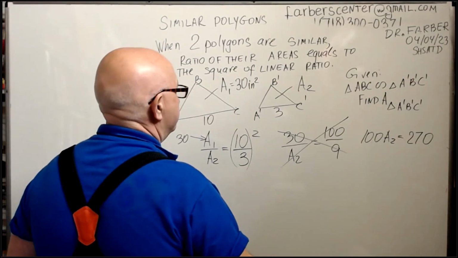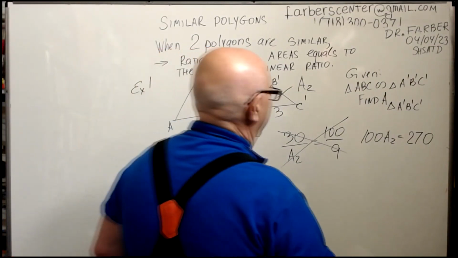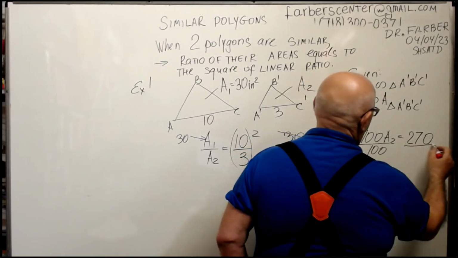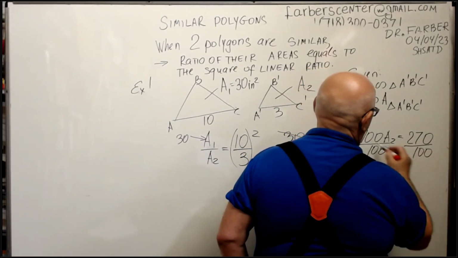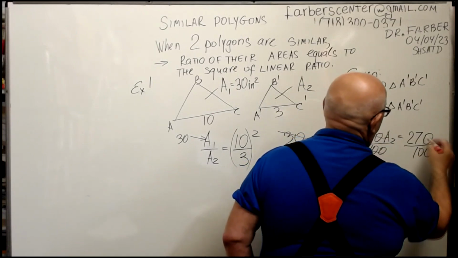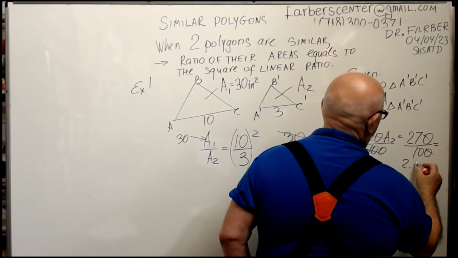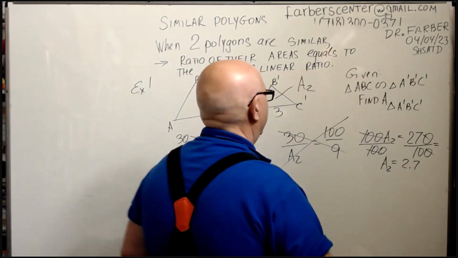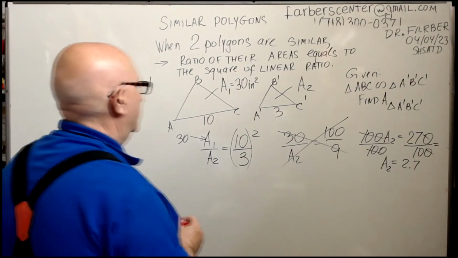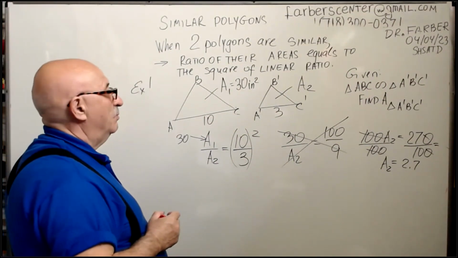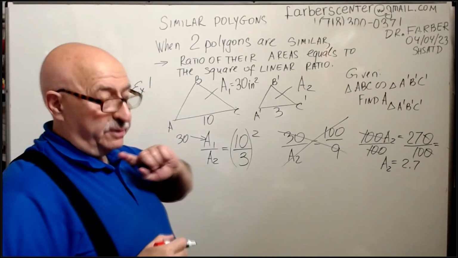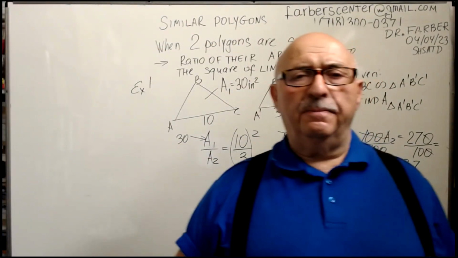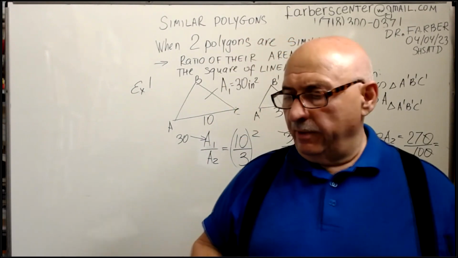Okay. Now, if I divide both parts by 100, I instantly get the answer, 2.7. So area 2 equals 2.7. In one line. So wherever you have it, it's not necessarily a triangle, it can be a pentagon or hexagon. This is a beautiful formula.